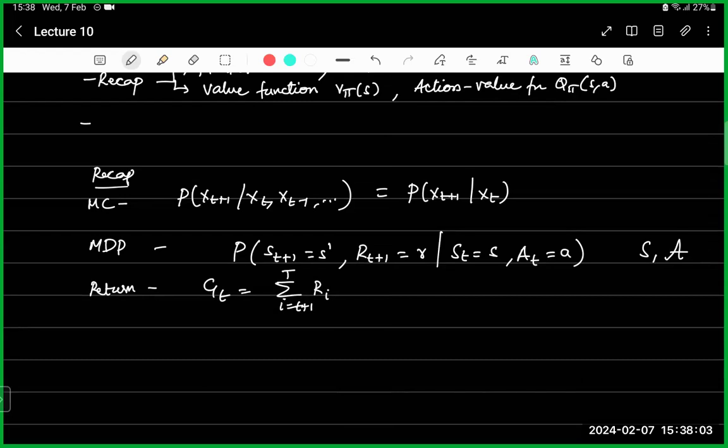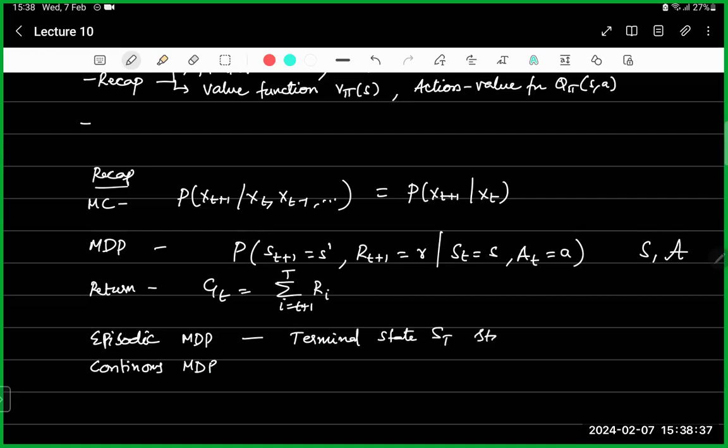And what is an episodic MDP and what is a continuous MDP? We have seen these, right? The episodic MDP terminates when we reach some particular state called a terminal state. The continuous MDP keeps on going, so there won't be any terminal state. The episodic one stops at the terminal state, while the continuous one has no such terminal state.